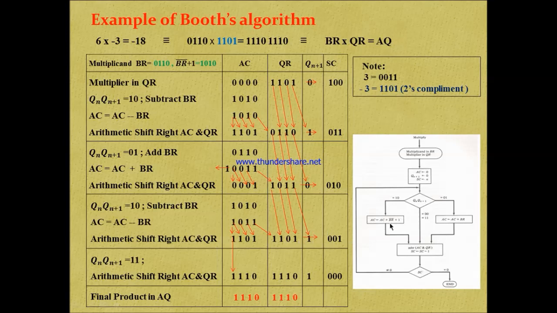Now again we check the Qn and Qn plus 1. Here it is 1 1, that means no addition or subtraction, directly you go for shift. In this way we shift all the bits, and the last bit is now 1 and it is discarded. Again the SC is decremented to 1, and now the SC becomes 0. Once the SC becomes 0, we know that this is the completion of the multiplication process. The content of the AC and QR is the ultimate final product. So the value of AC and QR is copied here, and this gives the final product.